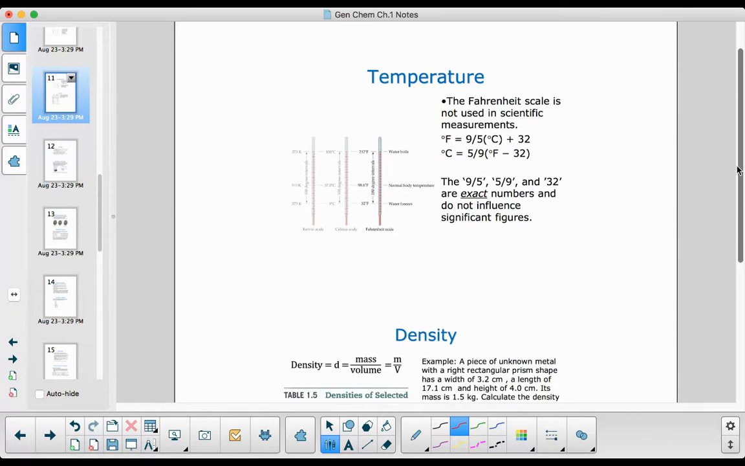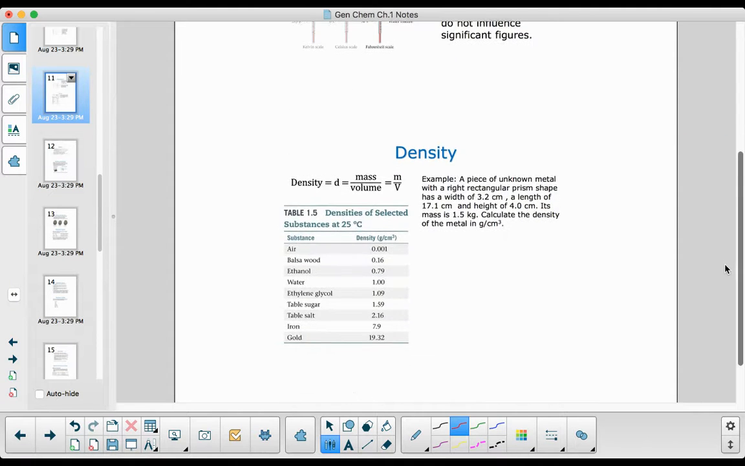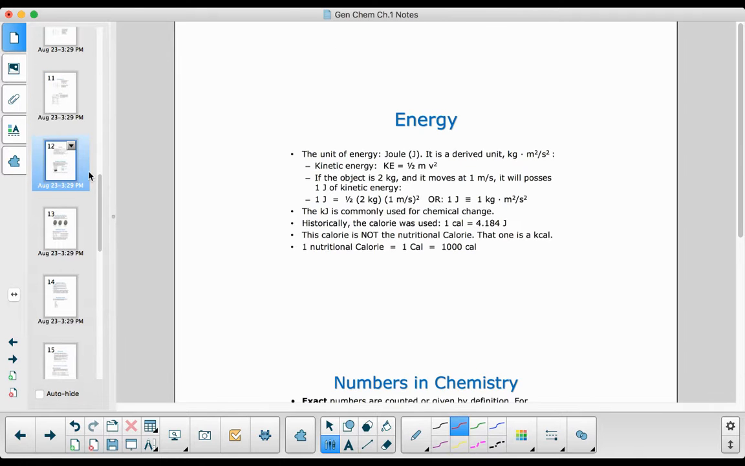Then we have a discussion of density. Density is just a mass over volume measurement, one of your intensive properties of matter, a physical property. And we'll talk a little more about that next week when we do our lab on density. And I'll have one problem that I'll go over with you later in this lecture or a different segment. Again, there's energy. We're going to save energy.